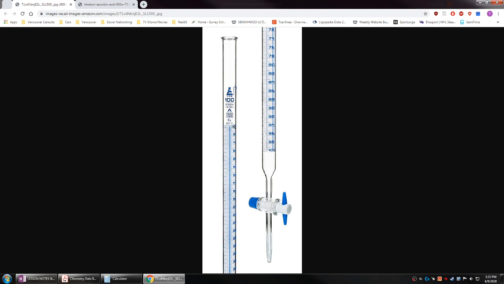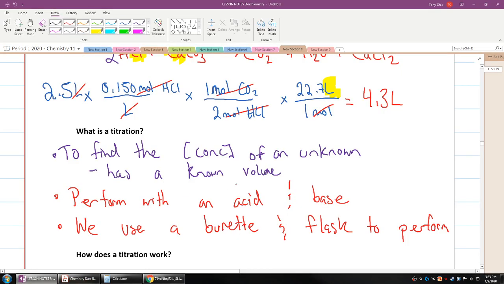Now, why do they count from top to bottom? Because it's tracking not how much volume you have, but how much volume you've used. So if you start at 0 and you use up to, let's say for example, 21 milliliters, what that means is you now have a final volume of 21 and an initial volume of 0. To find the volume used, it's always final minus initial. 21 minus 0 is 21. Likewise, if your initial was 4 and your final is 20, 20 minus 4 is 16. So this is why a burette is used with the number system counting backwards.